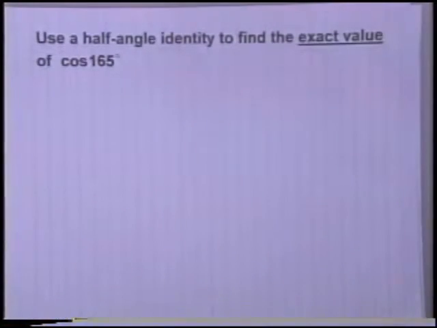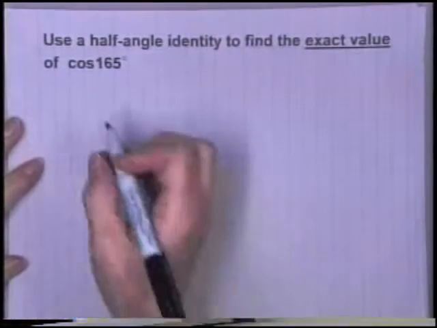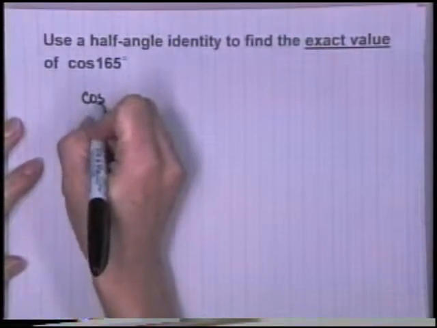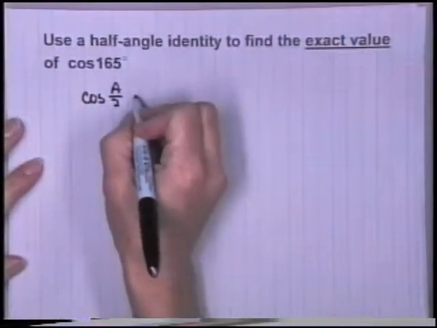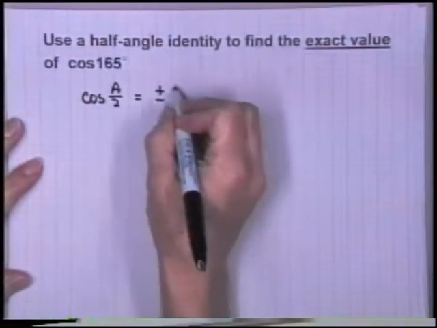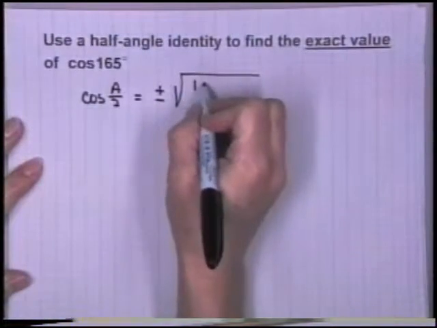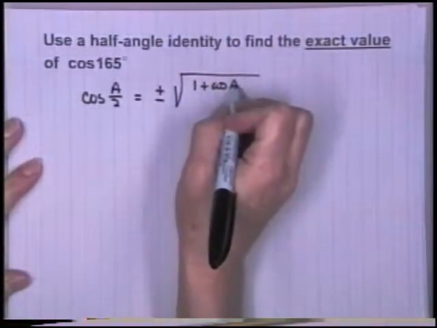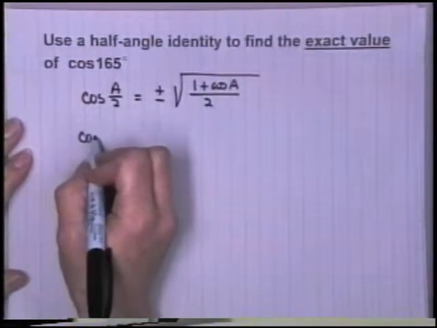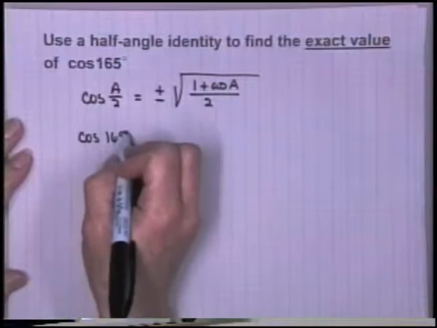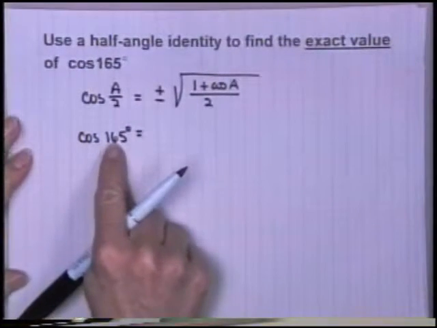Okay, I've got one more of these exact value problems I want us to look at here. We're to use a half angle identity to find the exact value of cosine 165 degrees. Again, he said to use a half angle identity. So the cosine, since that's the function we're working with here, cosine a over 2 is plus or minus the square root of 1 plus the cosine of a, all divided by 2. Okay, I have the cosine of 165 degrees here.